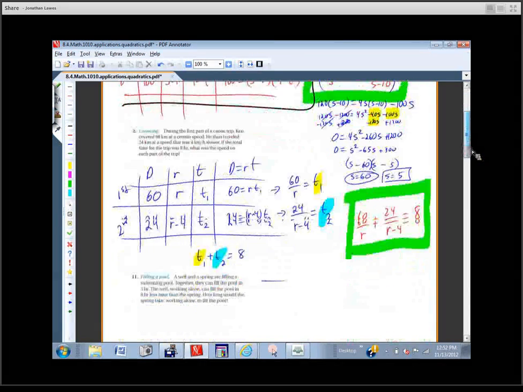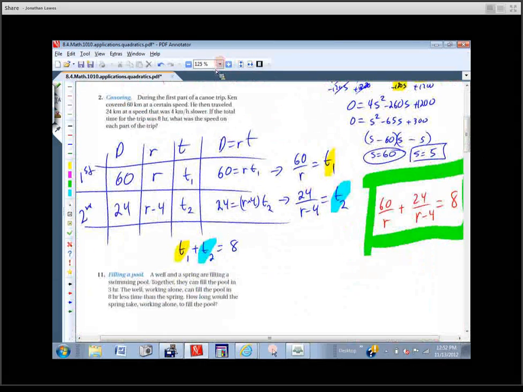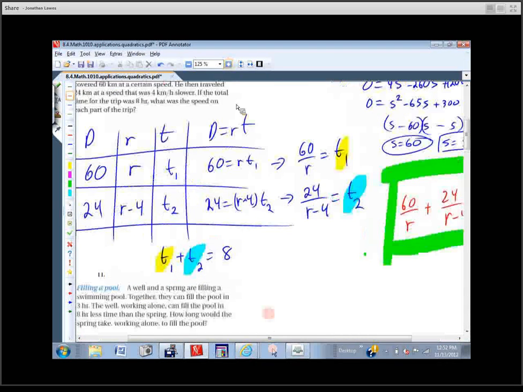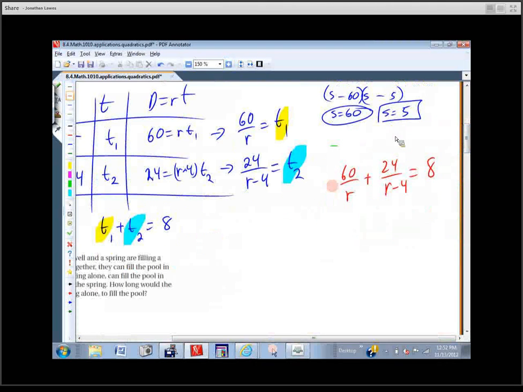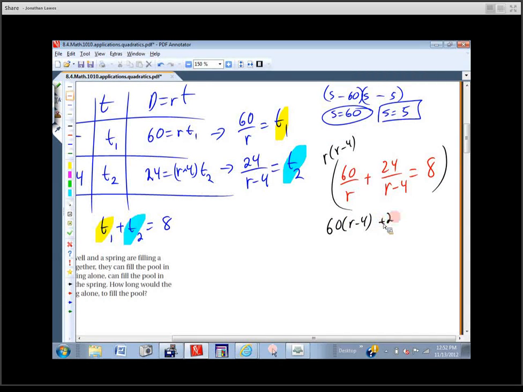Sure? Okay, let's go ahead and finish this one. Let's go ahead and do this real quick. We're going to get rid of this by multiplying by r and r minus 4. So this is 60 times r minus 4. This is 24r. And over on the other side is 8r and r minus 4. You'll notice that we still have variables on both sides of the equation regardless of what we do here. So let's see, 60r minus 240, and you just need to be careful with these, plus 24r, and then I have 8r squared minus 32r. Did I do that right?